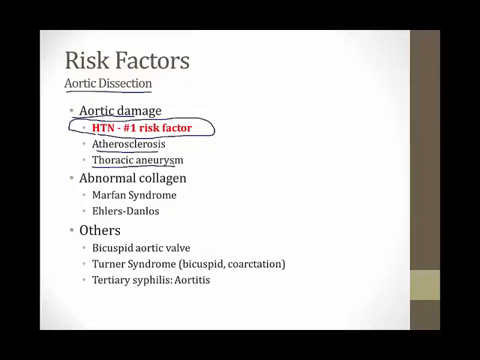Second group of risk factors are those involved with abnormal collagen. So patients who have the Marfan syndrome or Ehlers-Danlos syndrome have problems making normal collagen. For this reason, that medial layer of their aorta is weak, and therefore it's vulnerable to dissection.